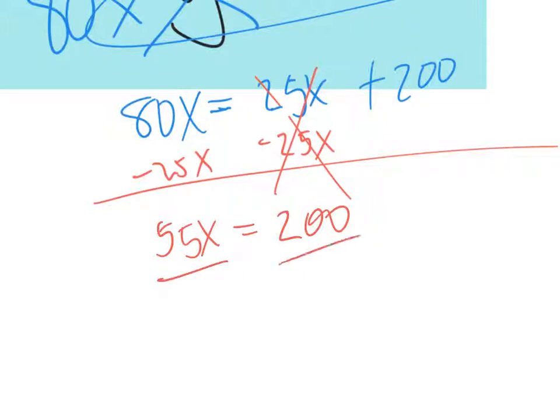Dividing by 55. Did you get a final answer? You probably left it as some weird decimal, right? Use your calculator. Divide them. You can use the calculator on your iPad too. That would work. 200 divided by 55.